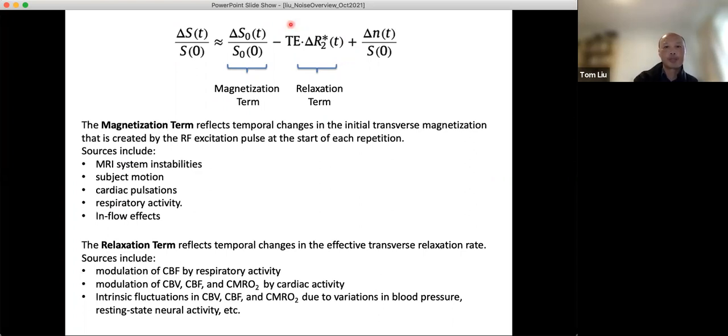T is determined by us, so that's not going to change. And this delta n is all the other terms that we really can't explain, including thermal noise. So this relaxation term's effect comes through changes in this delta R2 star term, and we'll look at some of the sources of that. These sources are modulated through things like CBF, which is cerebral blood flow, CBV, which is cerebral blood volume, and CMRO2, which is the metabolic rate of oxygen.